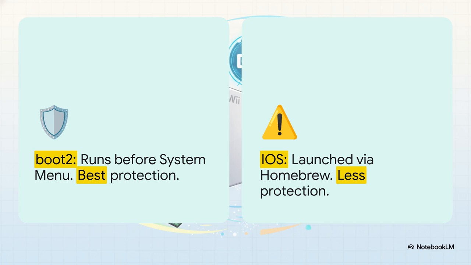It has to be launched manually via the HOMEBREW channel, offering significantly less brick protection because it is purely reactive. It requires your system to be at least somewhat functional just to turn on. That's the core difference right there: proactive, unshakable hardware-level security versus reactive, reliant software-level vulnerability.